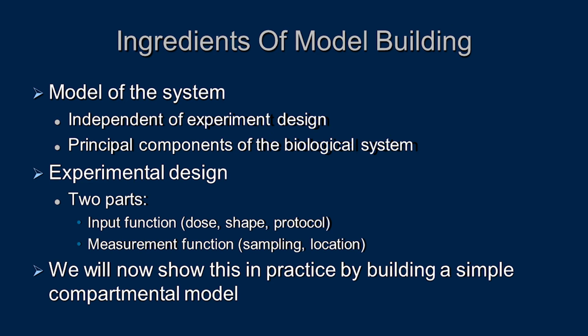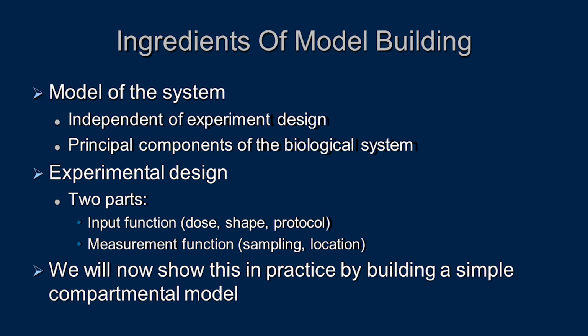I think it helps to walk through a very simple example of how we build these models. And so, like I think I've alluded to, these models have two components mainly. One is the underlying model of the system. The system exists independently of how we experiment on it. So the system exists independently of where or whether we introduce a molecule in the system or where we sample from and so on. That's basically a summary of the principal components of the biological system. And then on this model, we superimpose an experimental design, a certain input and a certain measurement function.